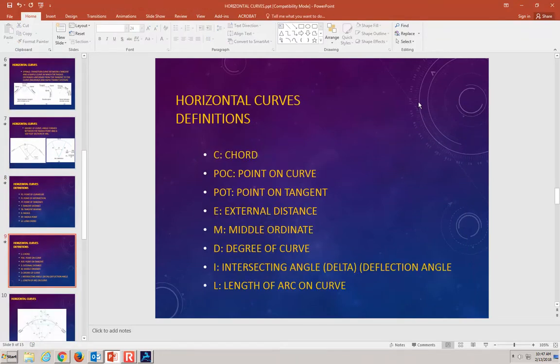The chord is a segmented chord of a certain distance we want to go. Say we want to go 150 feet along the curve. What is the chord that makes up that 150 foot arc distance? What is the chord that connects that? That would be like a subchord, I guess. The POC is a point on the curve. A POT is a point on the tangent. The external, the mid distance, I'll explain those when we get to the actual curve itself.